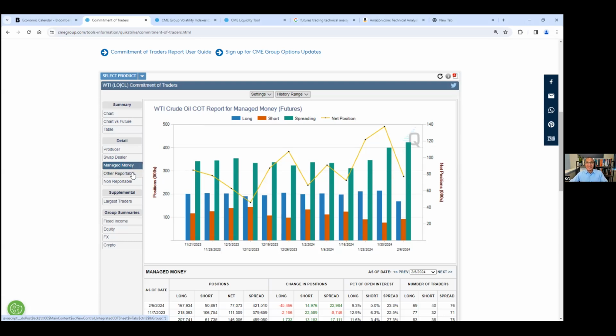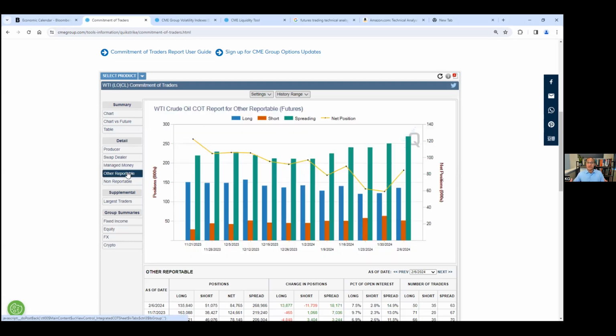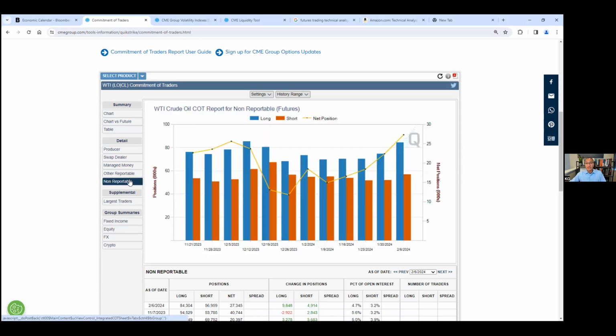I think you and I are probably going to have another conversation just about the commitment of traders in general. We have other reportables. So these are individuals that are trading large contract sizes, but they're not in these other three buckets that we already talked about. And then we have non-reportables, which don't really have that much flow, but those are usually retail traders, but they carry a lot of size. But once again, they don't meet the threshold of an institutional trader or a producer or anything like that.